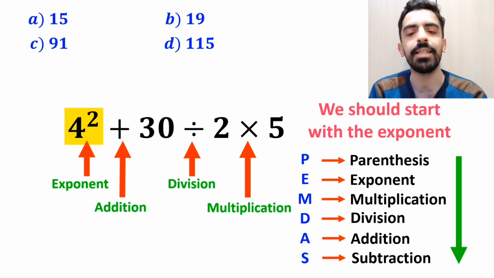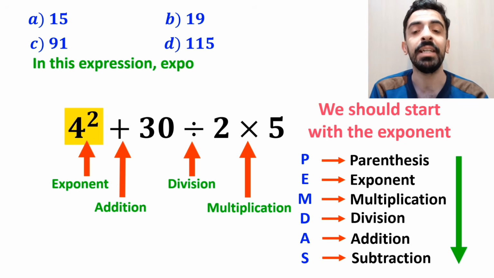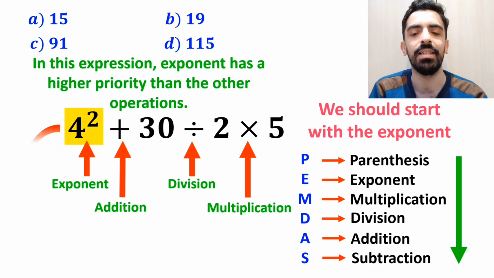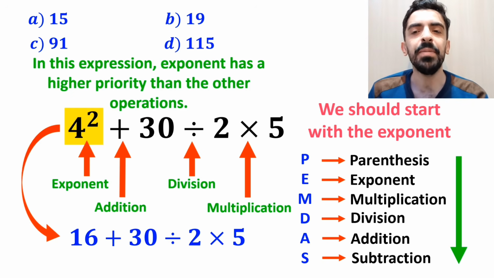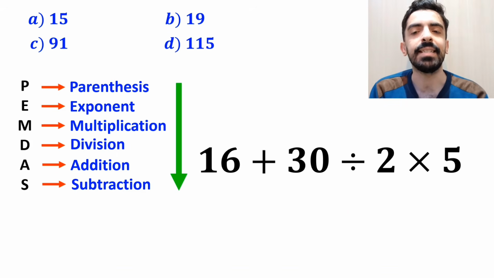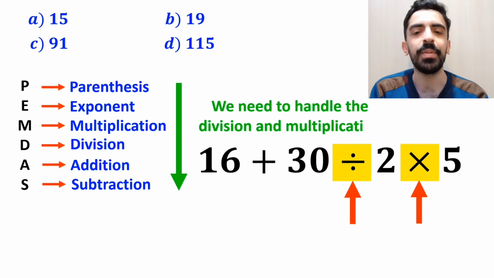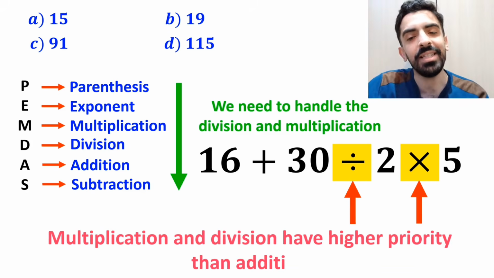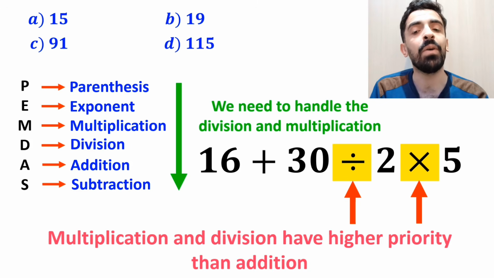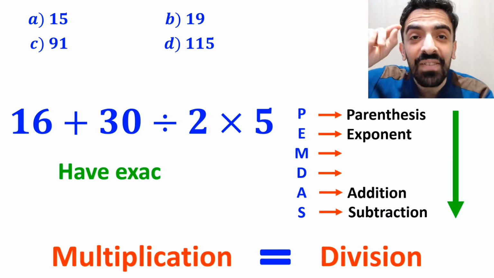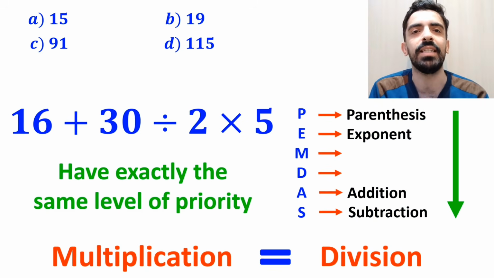We should start with the exponent, because in this expression, exponent has a higher priority than the other operations. So, this expression simplifies to 16 plus 30 divided by 2 multiplied by 5. And the next step, we need to handle the division and multiplication, since multiplication and division have higher priority than addition. However, it's really important to understand that multiplication and division have exactly the same level of priority.